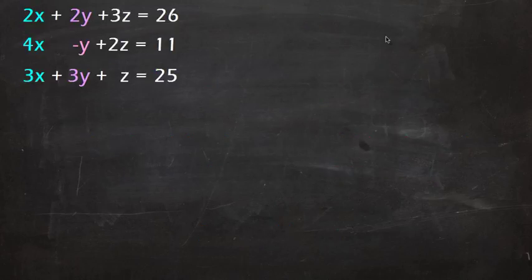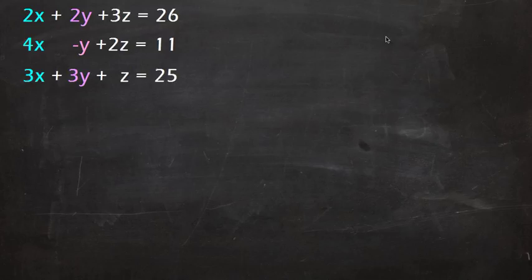So say you're given a set of equations, like simultaneous equations, that they're all true, also known as a system of equations. So here we've got the first equation says 2 lots of x plus 2 lots of y plus 3 lots of z equals 26. The second equation, which is also true, says 4 lots of x minus 1 lot of y plus 2 lots of z equals 11. And the last equation says 3 lots of x plus 3 lots of y plus 1 lot of z equals 25.